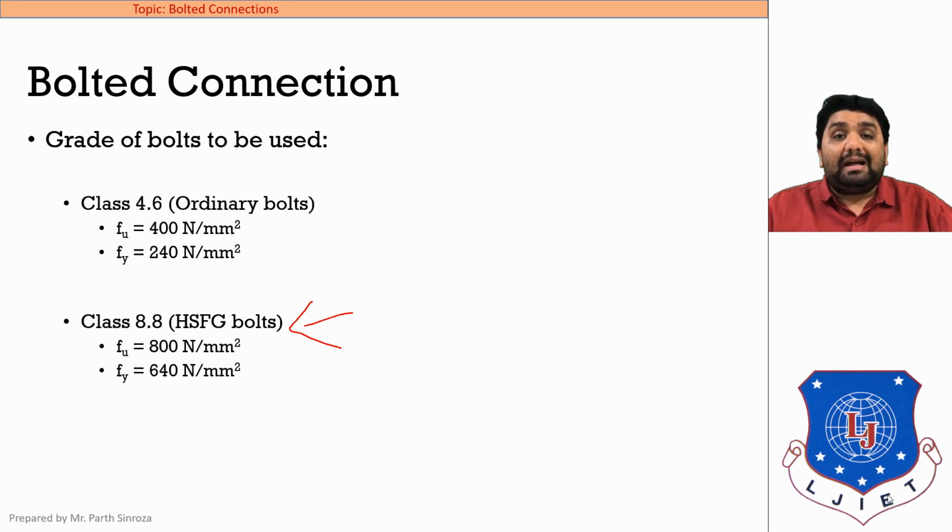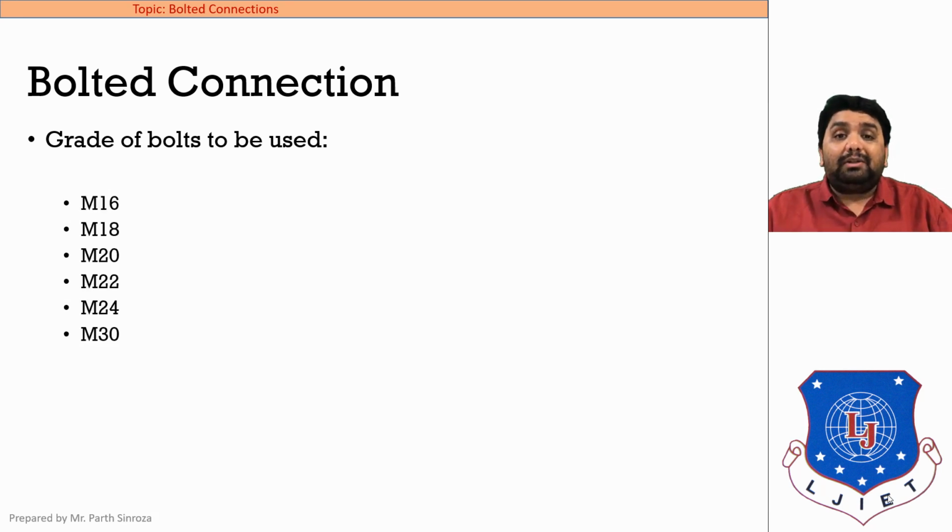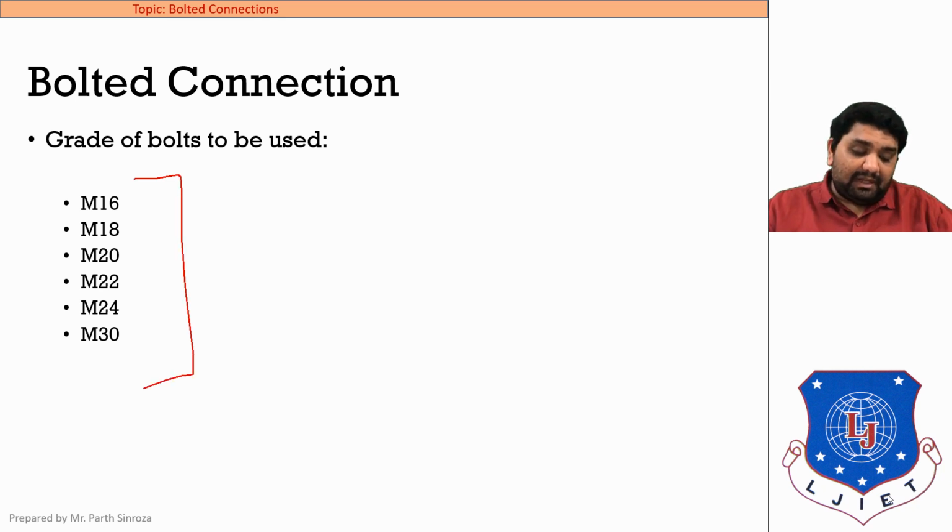The full form is high strength friction grip. Clear? High strength friction grip bolts. Those bolts we will be discussing later on in the numericals that we will be covering. So these were basically the grades of bolts according to strength. Now according to the diameter. According to the diameter, bolts are classified into basically these types that we will be dealing with in the numerical portion. The first are M16, M18, M20, M22, M24 and M30 bolts.